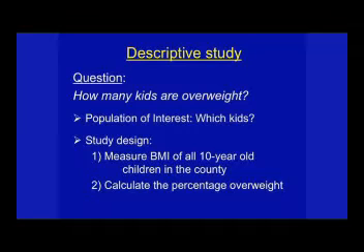So as Jamie suggested earlier, or as we were talking about, we want to define our population. So we want to decide which kids. So for our study design, let's say 10-year-old children in the county. Very explicit about who we're interested in. What do we mean by overweight? We're going to measure the BMI, and we'll use a cutoff point, a standard cutoff point. And then our job is to calculate the percentage of these 10-year-olds in the county who are overweight. They're above a certain BMI.